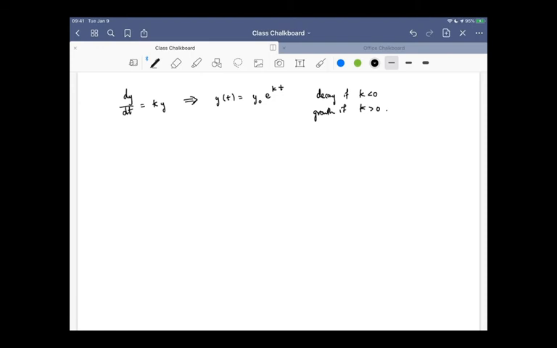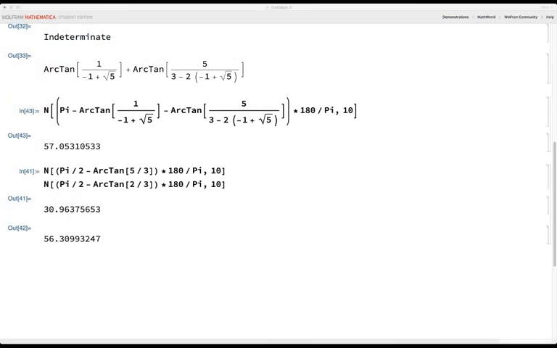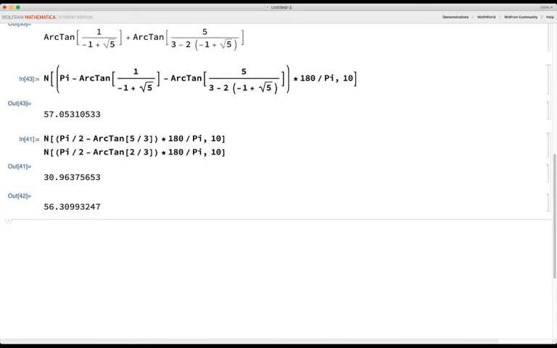Okay, for that, I want to go over to Mathematica and talk a little bit about the geometry of this. Because I need a specific value of k, let me just choose k equals 2 for the sake of demonstration. I'm going to make a vector plot, and the thing I'm going to put here is 2 times y. Then I'm going to specify my range of t's and y's.